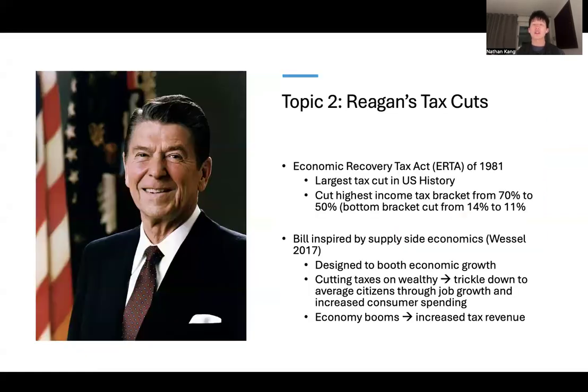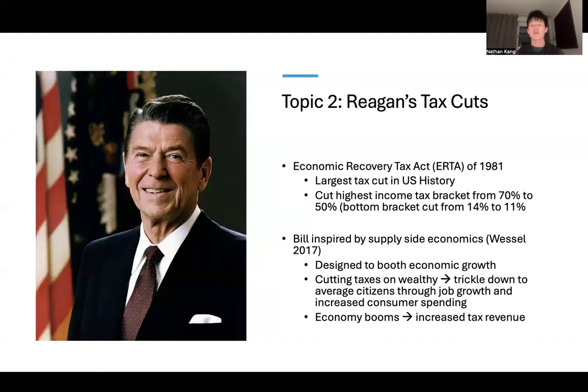All right, now on to topic two. Let's look at Reagan's tax cuts in the mid 1980s. So the Economic Recovery Tax Act of 1981 was the largest tax cut in US history. It cut the highest income tax bracket from 70% to 50%, as well as cutting the bottom bracket from 14% to 11%.